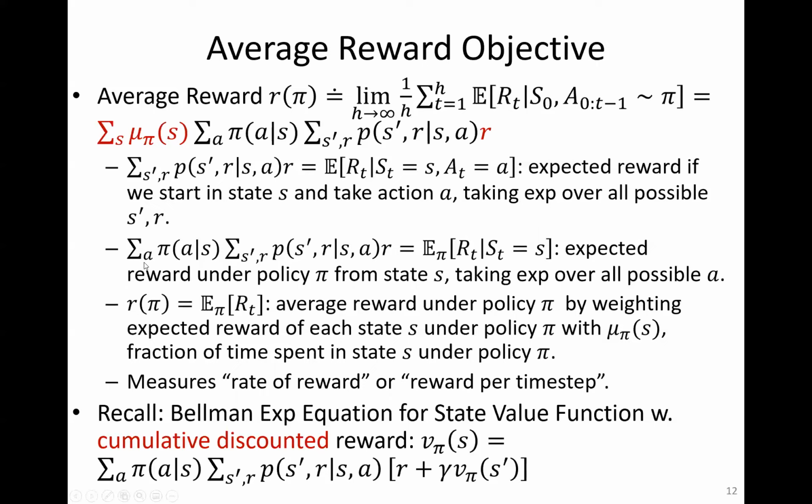And the next expectation is over all possible actions from state S. And the next expectation is the average reward under policy pi, by weighting the expected reward of each state S under policy pi with mu pi, the fraction of time spent in state S under policy pi. So this particular definition measures the rate of reward, or reward per time step, for a given policy, averaged over all states.